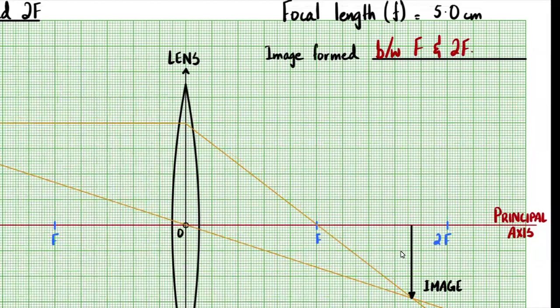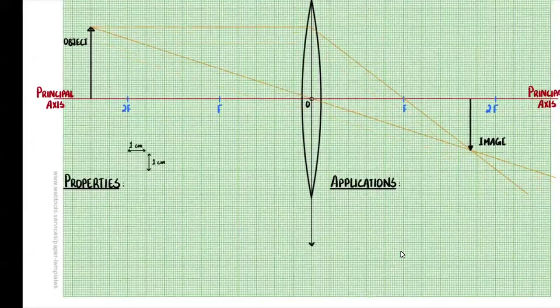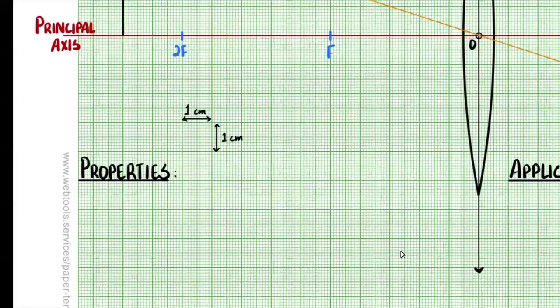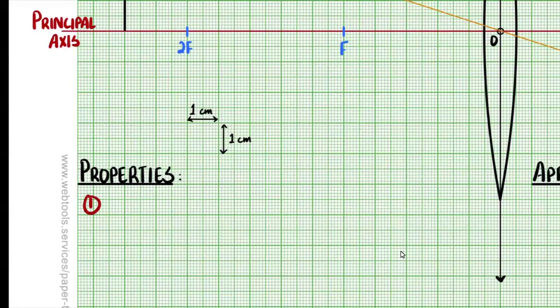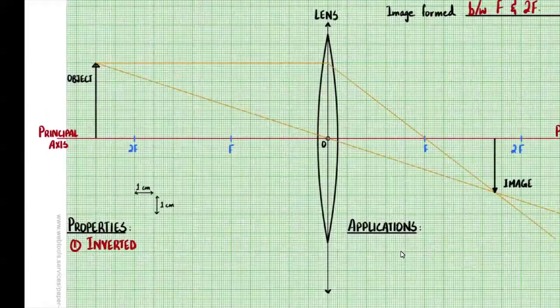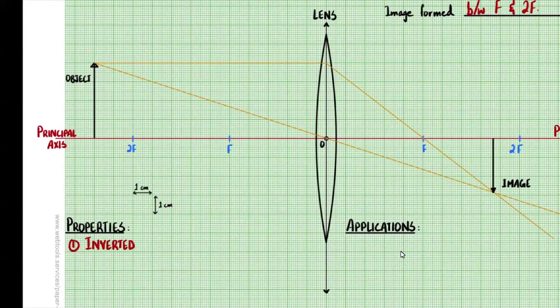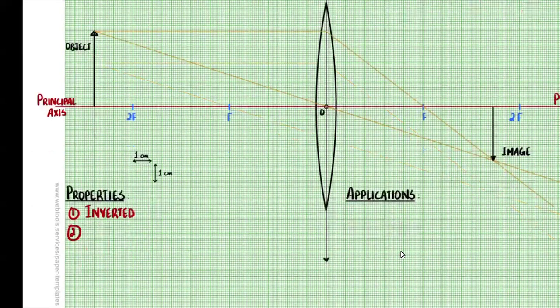Next, again, properties and applications. Properties, first: is this upright or inverted? It's still inverted, because if you look at the object, the arrowhead was at the top, but now it's at the bottom of the image, right? Next, is this image real or virtual? It's again still solid rays. The rays are actually coming from the object. So this is a real image.